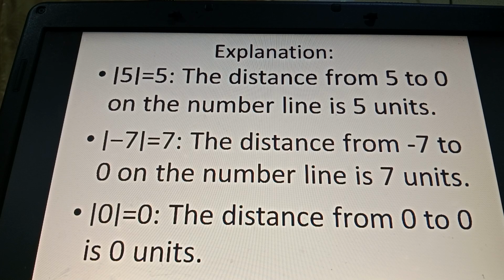Explanation of why the absolute value of 5 is 5. The distance from 5 to 0 on the number line is 5 units. Absolute value of negative 7 is 7. The distance from negative 7 to 0 on the number line is 7 units. Absolute value of 0 is 0. The distance from 0 to 0 is 0 units. You are not making any movement.